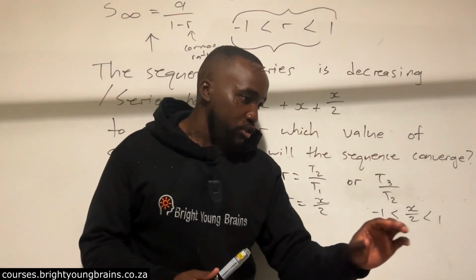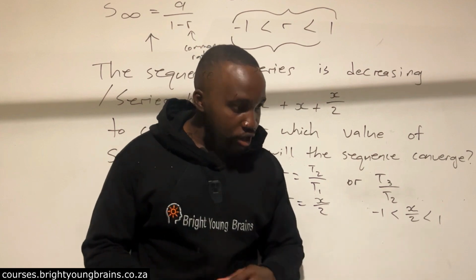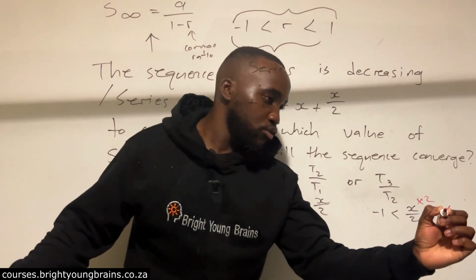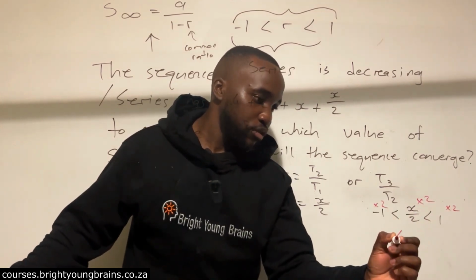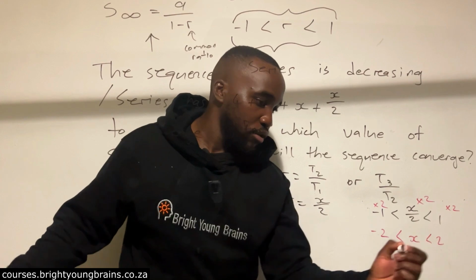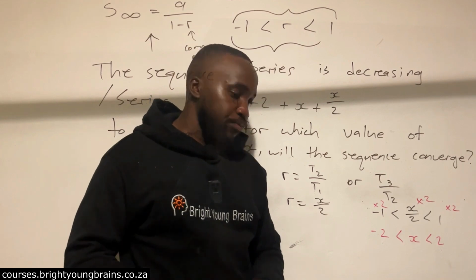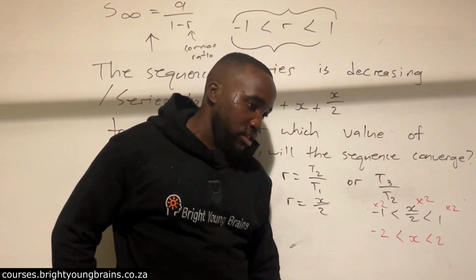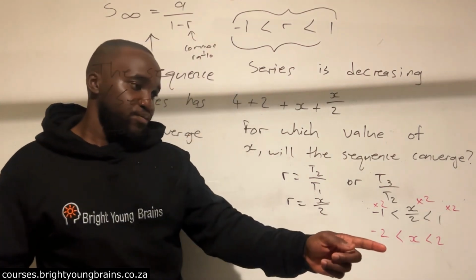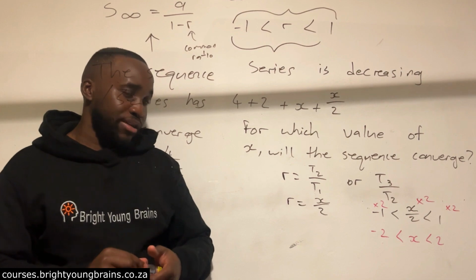So in a situation like this, you have to just solve for x. Solving for x here, you're going to have to multiply by 2, and because you multiply by 2 here, you have to do that everywhere also. You're going to end up with negative 2 here, x is going to be on its own, and here you're going to have positive 2. So all this is saying is, for your sequence to converge, the value of x has to be between negative 2 and positive 2. This is just a dumb example, for lack of a better example.